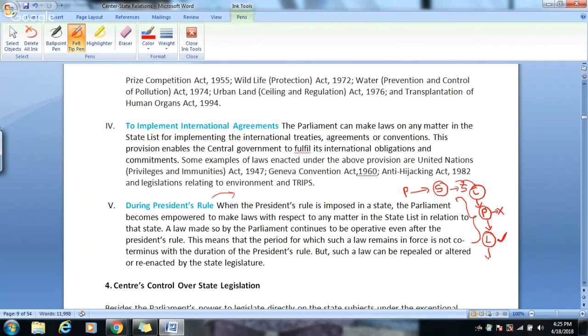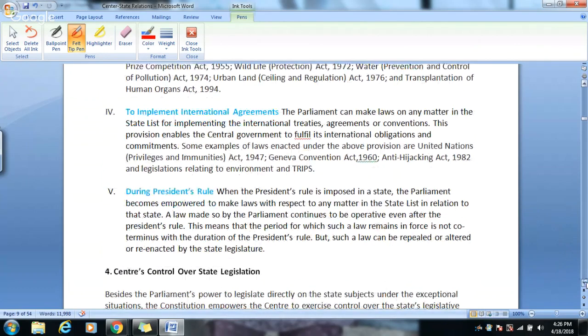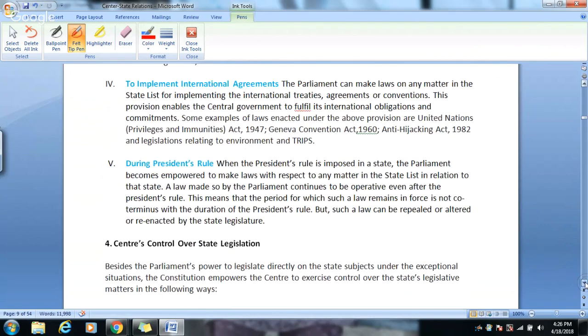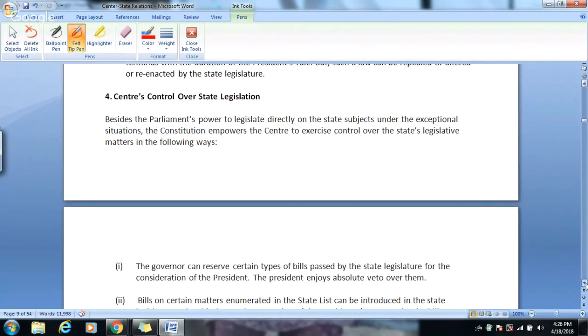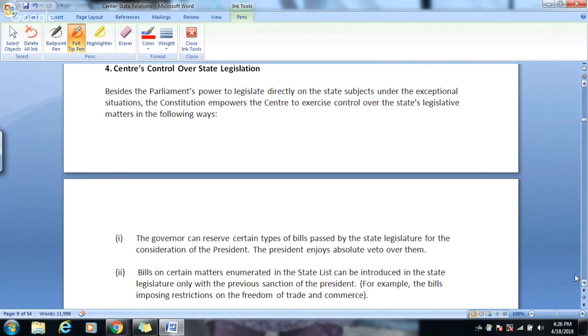At this point, the state legislature can make laws on that particular subject, and apart from that, that law can be amended or repealed or re-enacted by the state legislature. This provision is given by the Constitution. So these are with respect to parliamentary legislation in the state field. This is the fourth relation, that is, the Center's control over state legislation, which comes under the legislative relations with respect to Center and state relations.